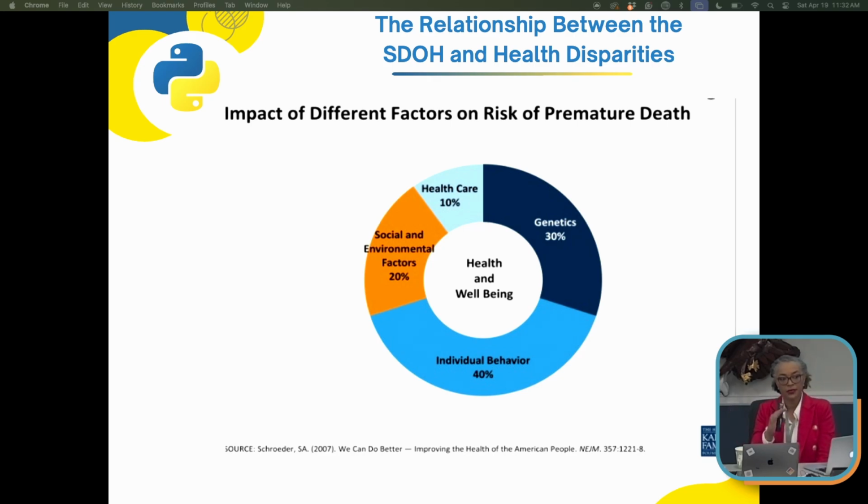So what I see a lot in public health are stigmatizing attitudes, even among people that work in public health, about people's propensity to commit crime or be promiscuous and end up with HIV, all these other stereotypes that just aren't founded in facts. These are the facts. Your genetics, your healthcare, social environmental factors, the things that you don't have control over. Your behavior is only 40% of your risk of premature death.